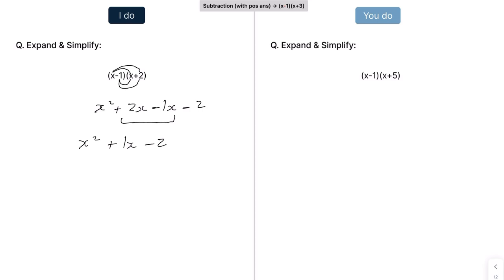So press pause and have a go at the example on the right. So exact same thing again, x squared. It's going to be plus 5x. And then here we have a negative 1, so it's going to be minus 1 times x, so that's minus 1x. And then we have minus 1 times positive 5, that's a minus 5. And again, in terms of the like terms, those two are like terms, so that's just going to be 5x minus 1x, which is going to be plus 4x minus 5.